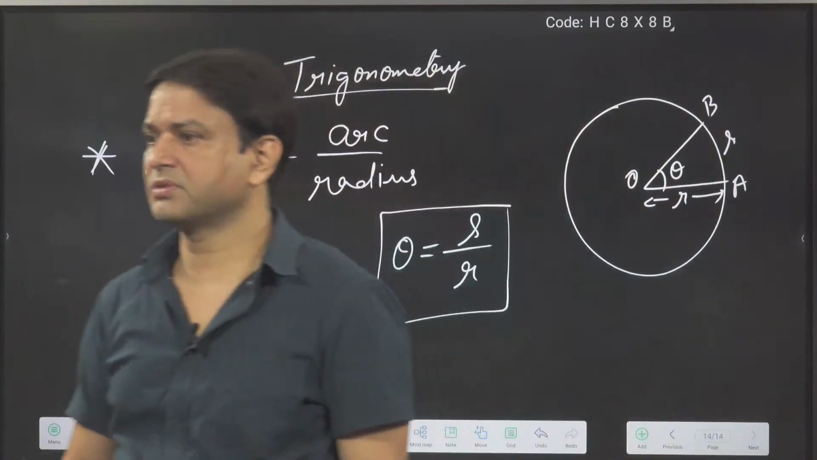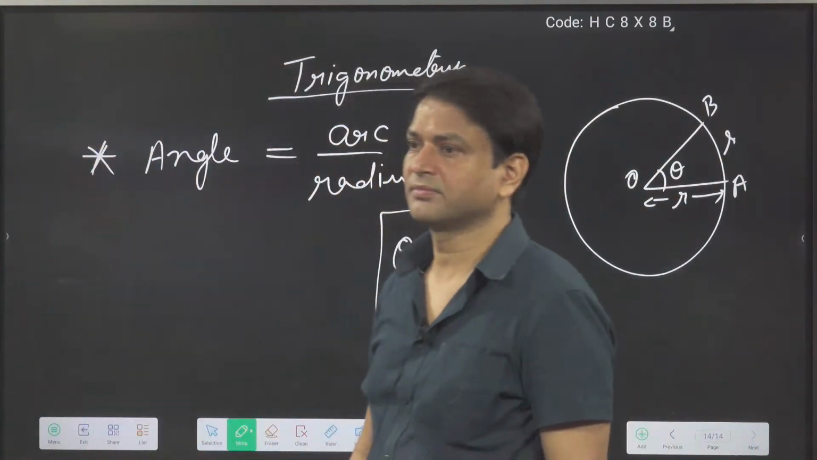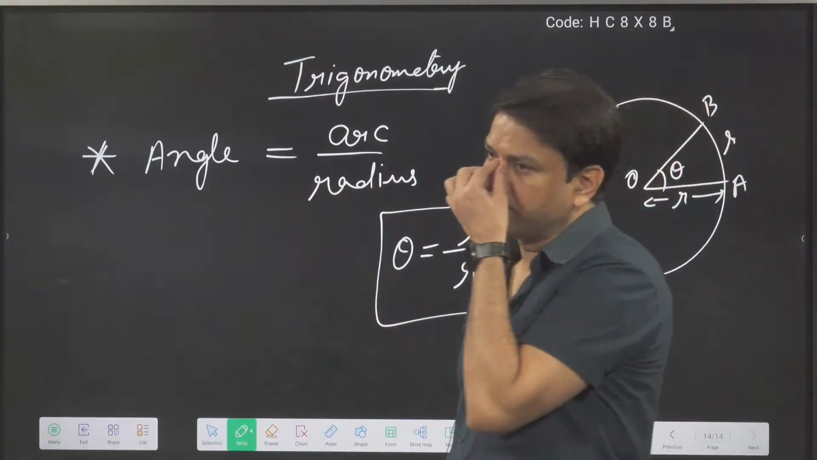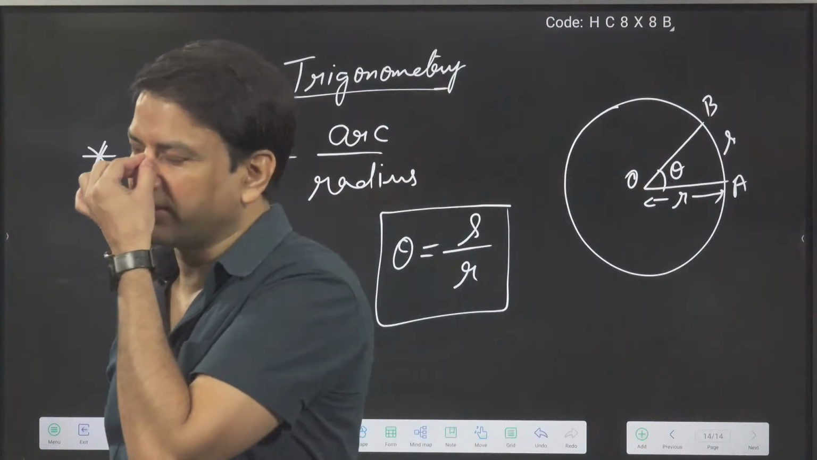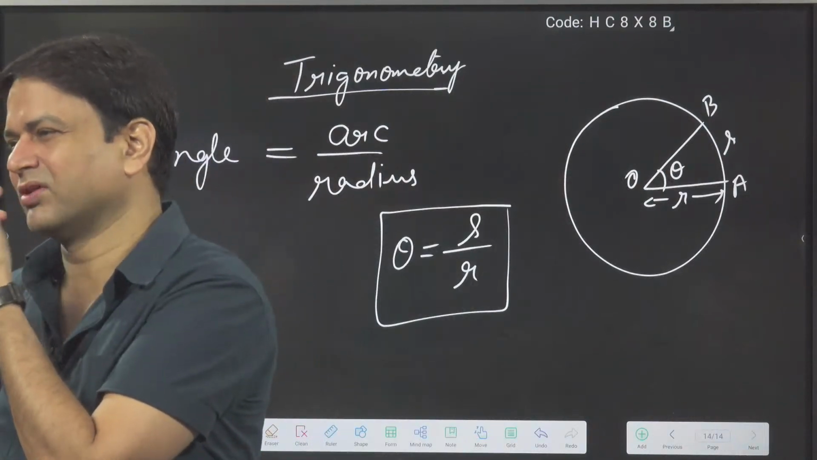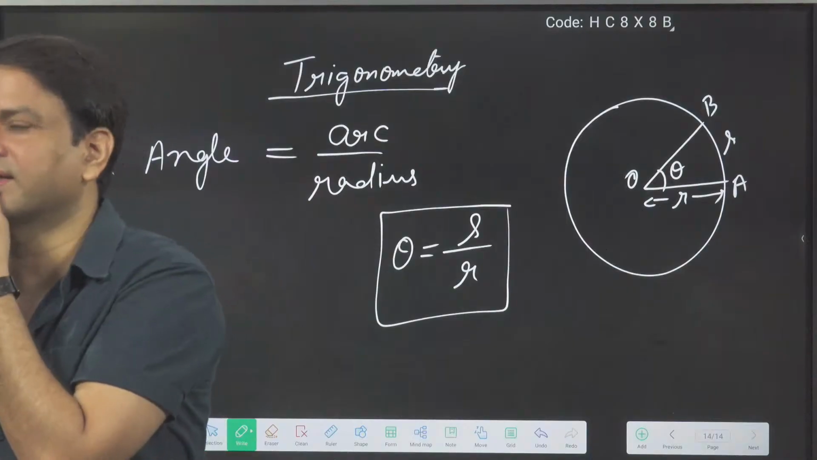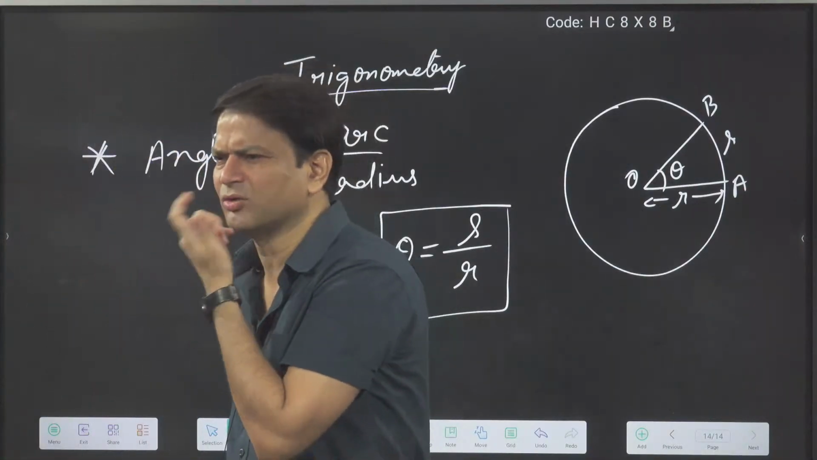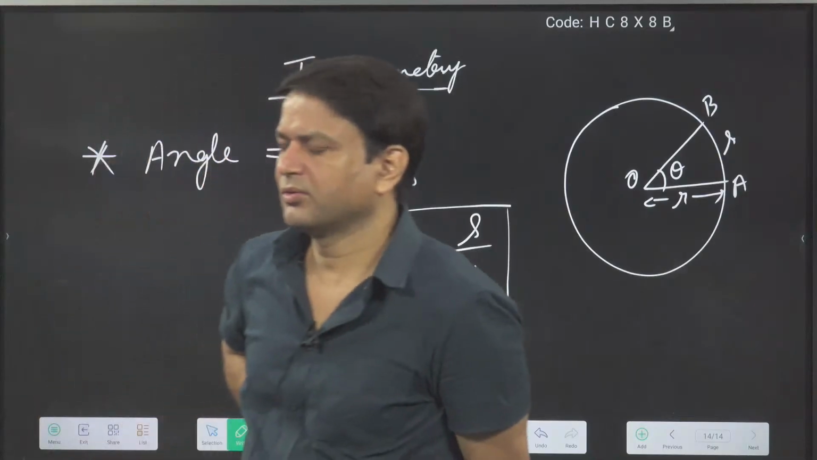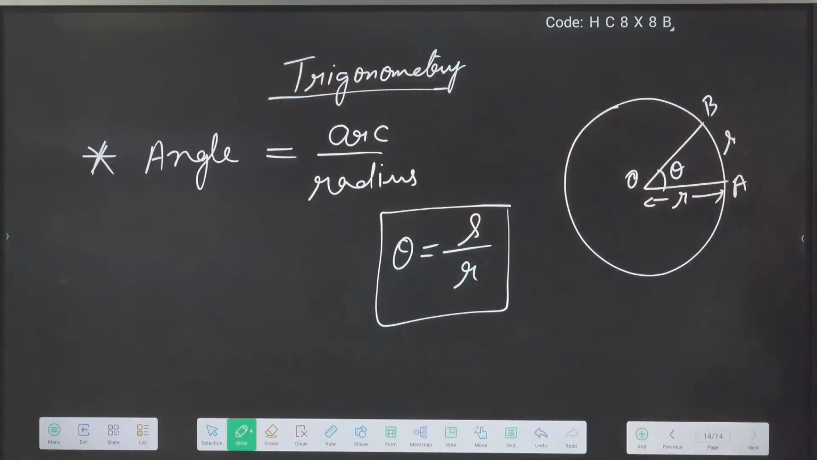559 for AIIMS is a little bit difficult. 559 means an all India rank of around 8,000 to 9,000. So AIIMS is a little bit difficult.